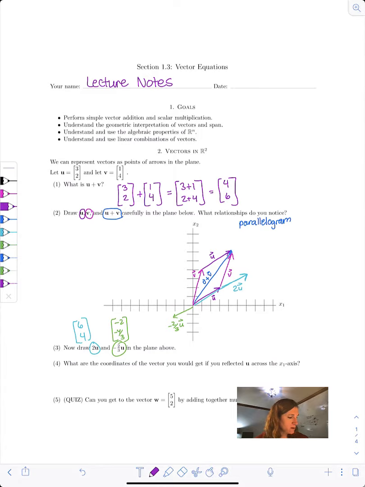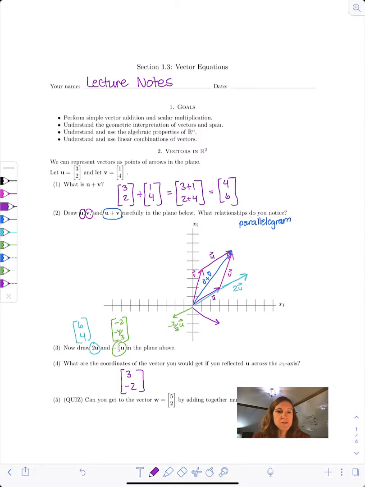Okay, so we can also talk about reflecting vectors across axes. And here, if we reflect u directly across the x-axis, so we have our x-axis here, if we take this vector and reflect it across, what we're going to end up getting is the same x-coordinate, which here is 3, but our y-coordinate is negative.